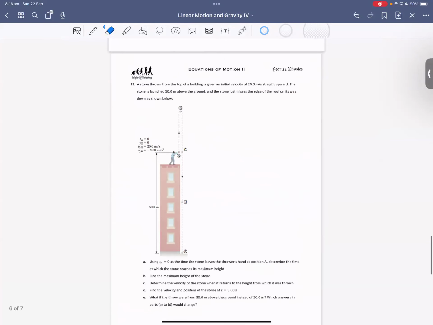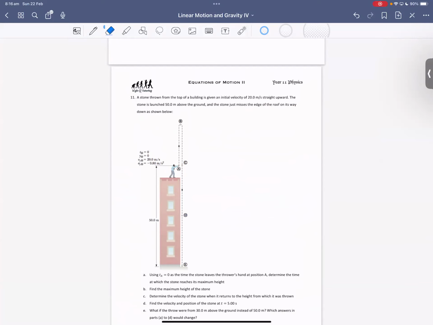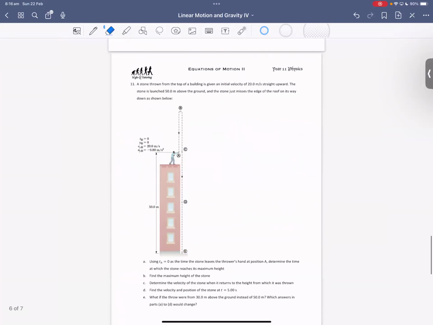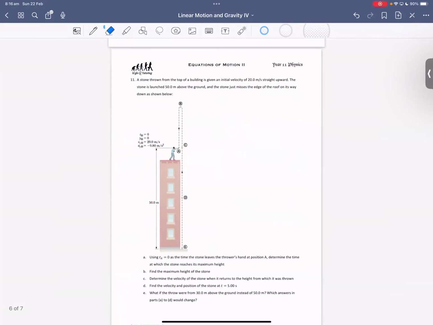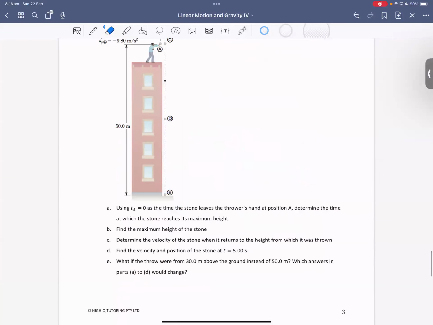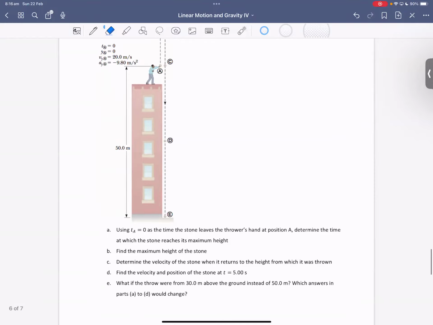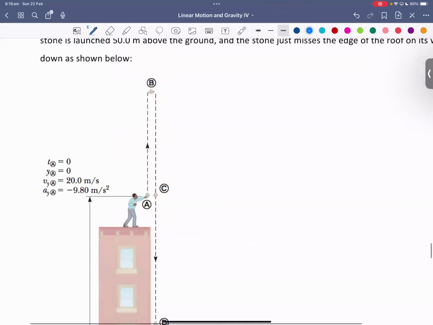A stone thrown from the top of the building. Determine the time at which the stone reaches its maximum height. That means, class, we're only looking at this part of the journey. We're only looking at that part of the journey if you want the time for the stone to reach max height. What letters do we have about that part of the journey?